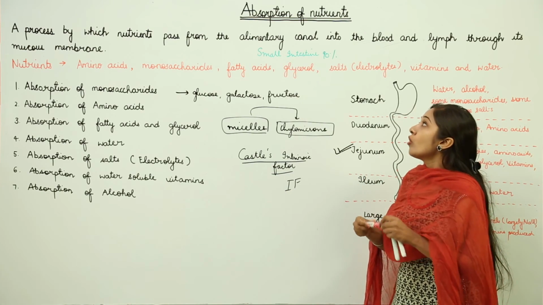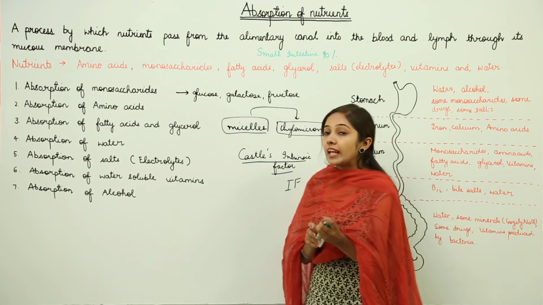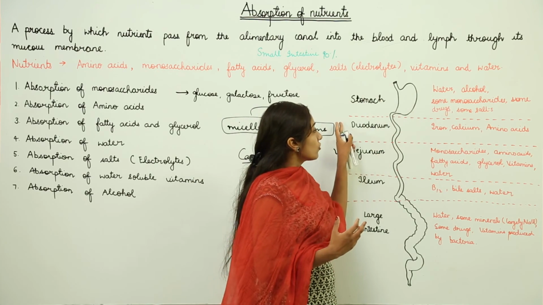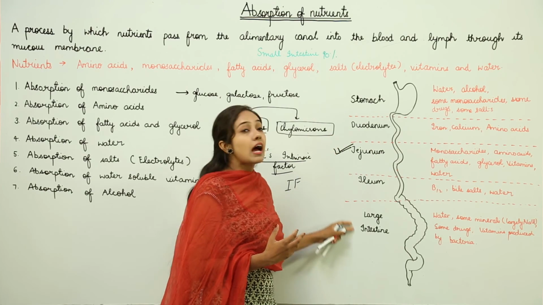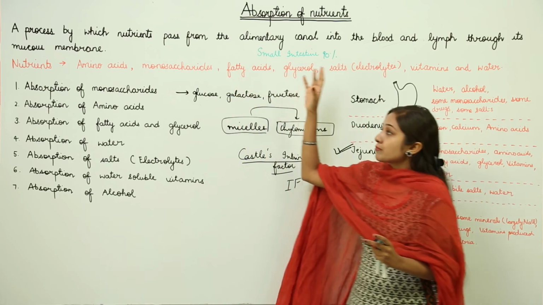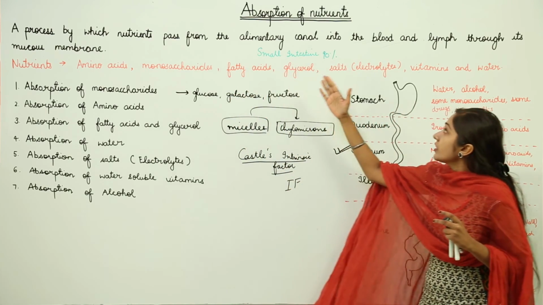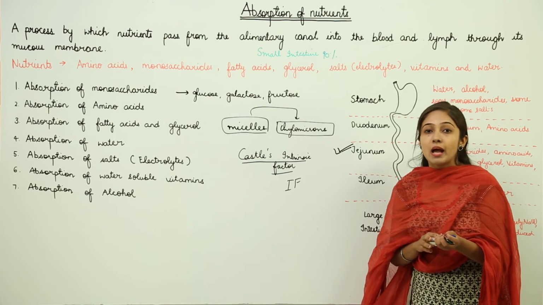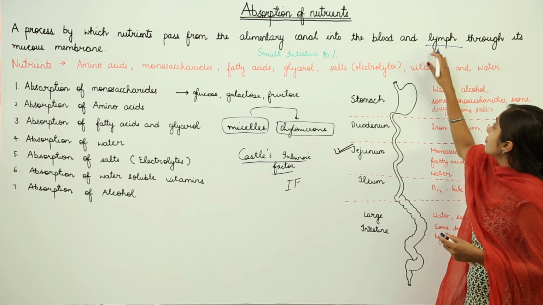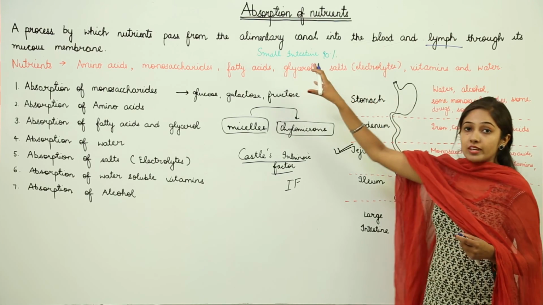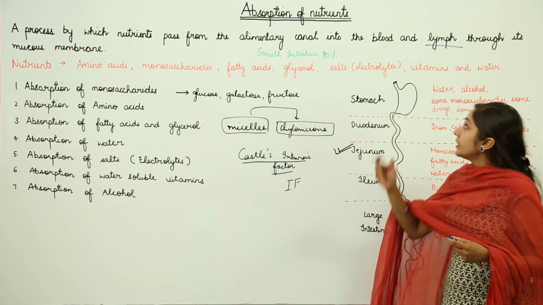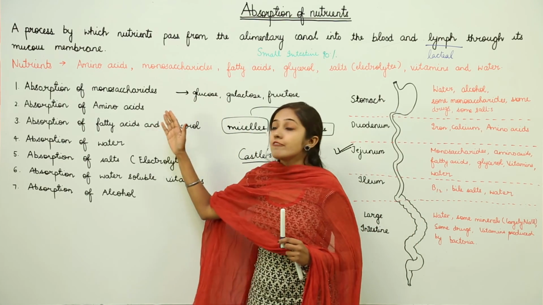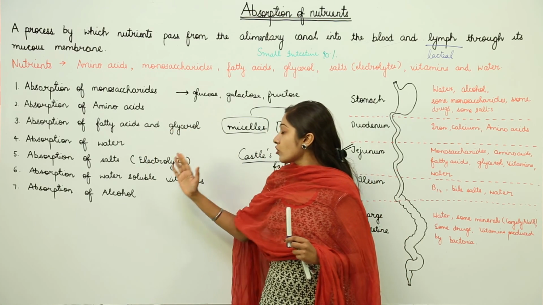So this is an overview of how the absorption of nutrients takes place, right. You can remember this diagram for an easy understanding, so that you have a fair idea of the absorption of nutrients in the stomach, the duodenum, jejunum, ileum and the large intestine. So just remember what absorption is: the process by which nutrients pass from the alimentary canal into the blood and lymph through its mucous membrane. When we talk about lymph, we are talking about the lymphatic capillary, which we also call the lacteal. The nutrients enter the lymph through the lymphatic capillary, the lacteal. And when we talk about absorption, we mean the absorption of monosaccharides, amino acids, fatty acids and glycerol, and absorption of water, salts, water soluble vitamins and alcohol.